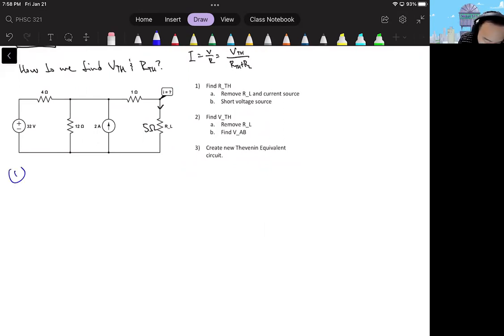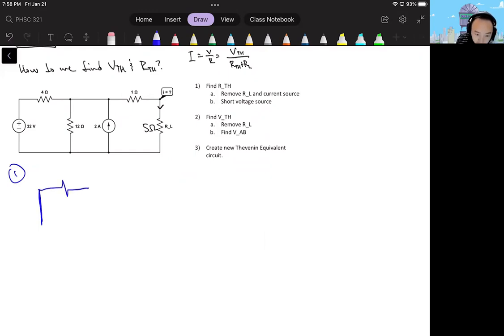Step 1, find RTH. In order to find RTH, you want to do 2 things. First, remove your load resistor and any current sources, literally just take it out. And the second step is you want to short the voltage source. So let's go ahead and do that. If I want to short the voltage source, I'm just going to draw a line over it. That's called shorting it. So I'm going to short that.